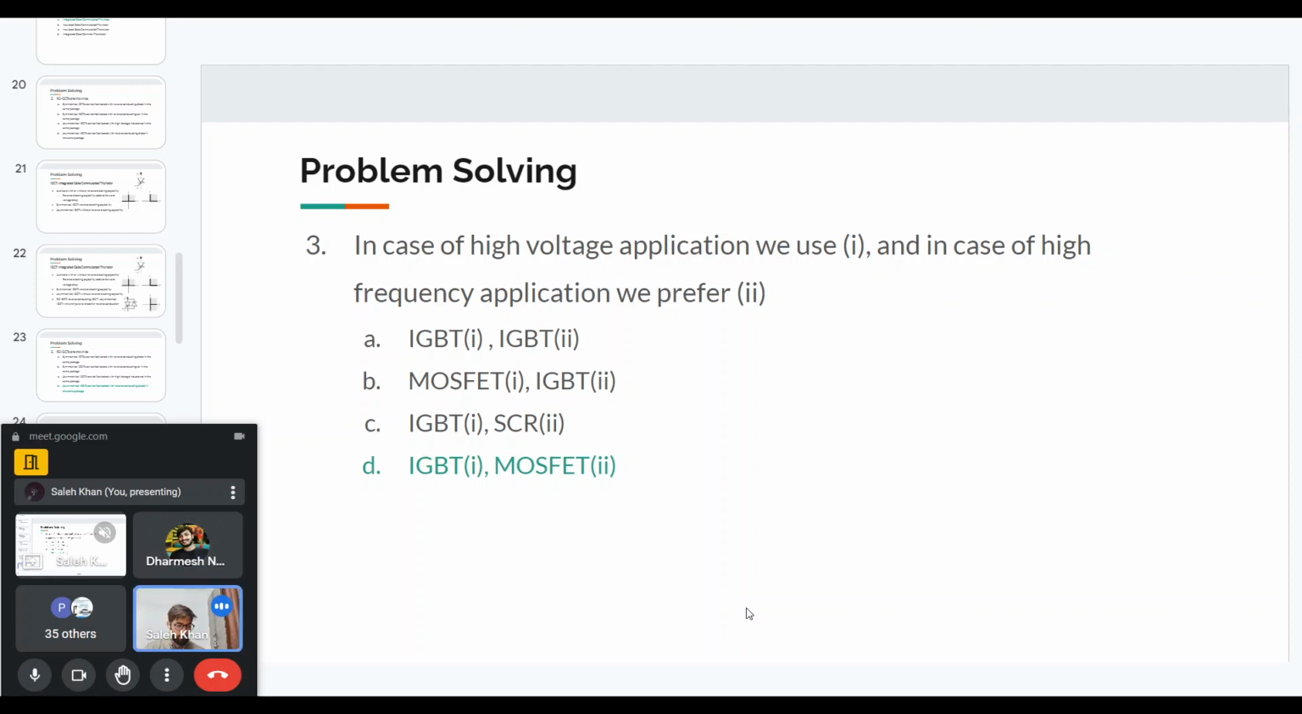Dharmesh, do you have a question? Anirudh, you have raised your hand. You have a question? Yes. Yes, go ahead. Okay, so if nobody has a question, please you can mute yourself.